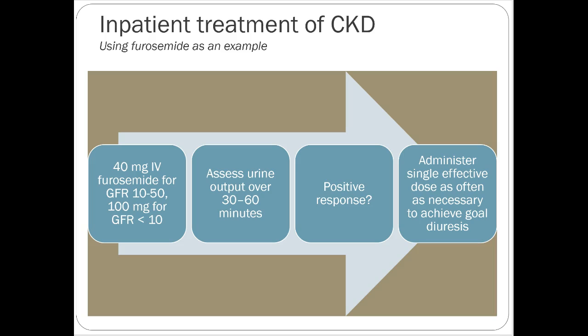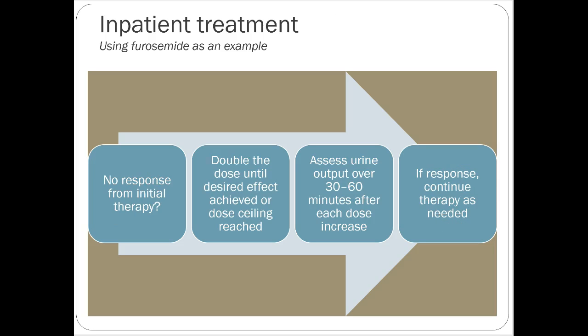If they came in, they're sort of having an acute exacerbation of CKD, not necessarily acute kidney injury, but they're having enough fluid retention or maybe electrolyte retention where they're having problems. So we want to assess their urine output over about 30 to 60 minutes after we gave that first dose. If we had a positive response, administer a single effective dose as often as needed to achieve goal diuresis. So usually that's going to come down to 2 or 3 times a day for IV diuresis.